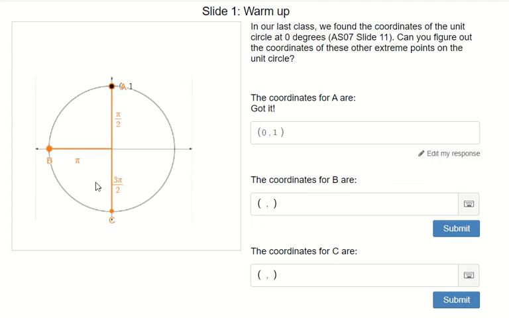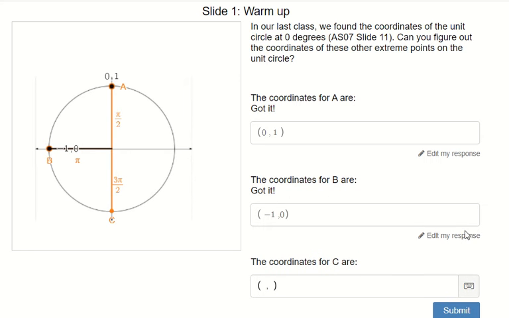Coordinates for B are going to be, well, you go backwards this time, right? You go back 1, so x, and since it's over, it's the x value, right? So negative 1 is your x value. And then your y value is 0 because you don't go up at all. So once again, just like the one we did the other day, y is 0.